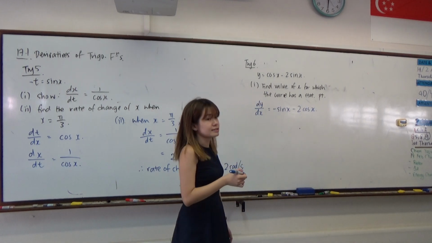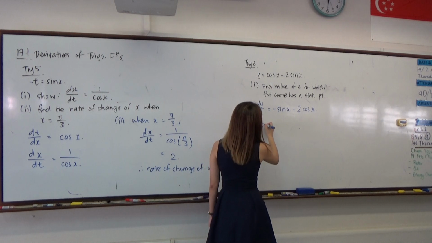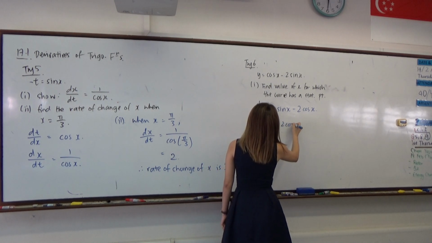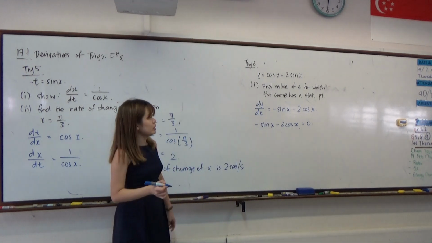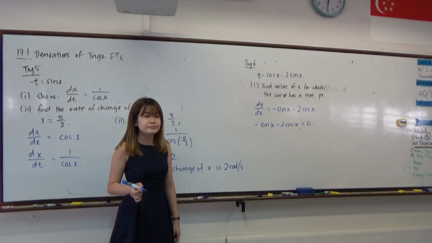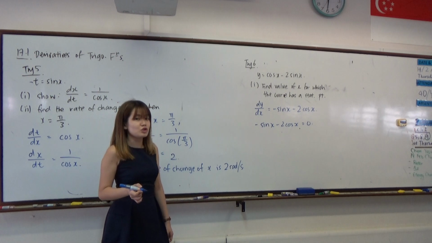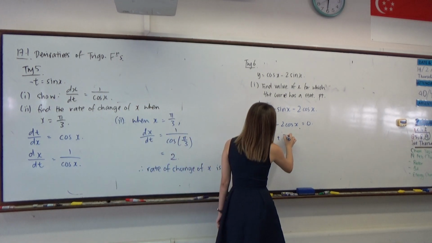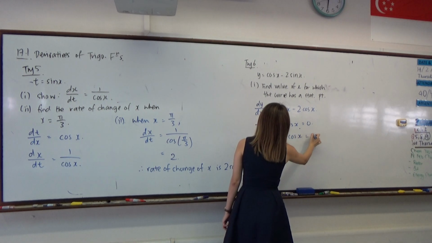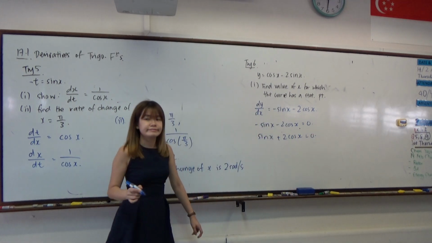And since you're looking at a stationary point, the derivative will be equal to 0. Now how do we actually go about solving this? It's all your trigo coming back. So I make everything positive. Then what?